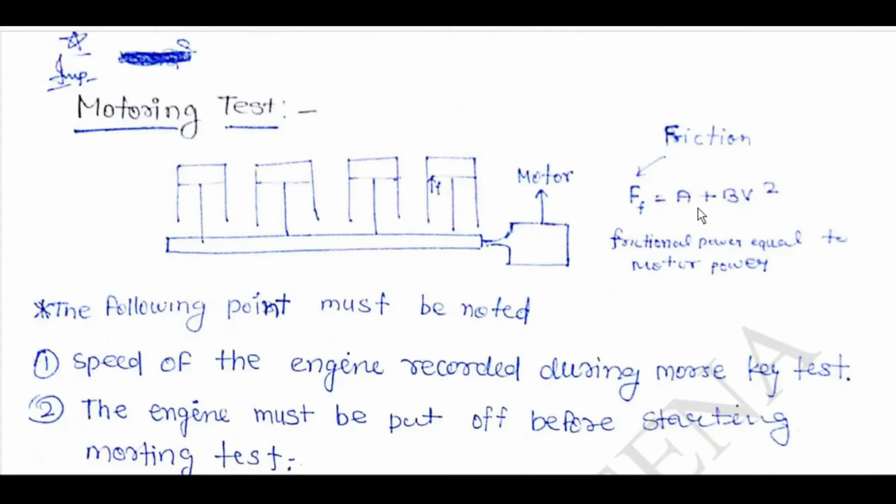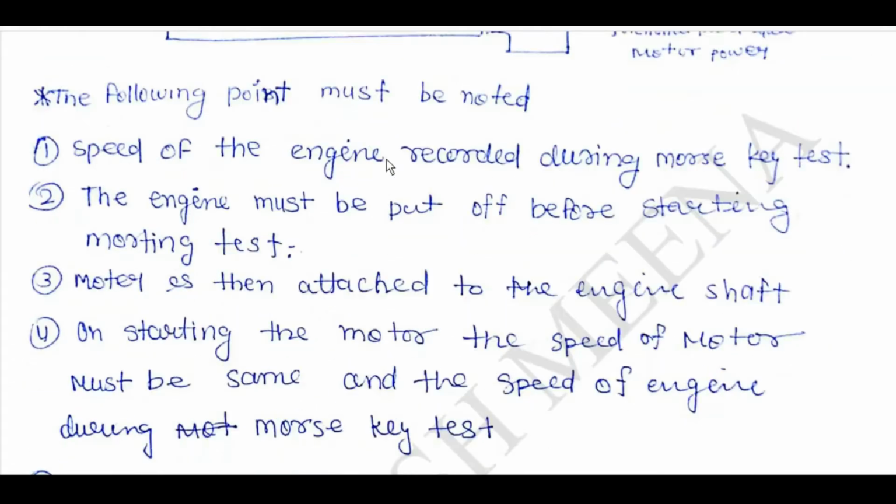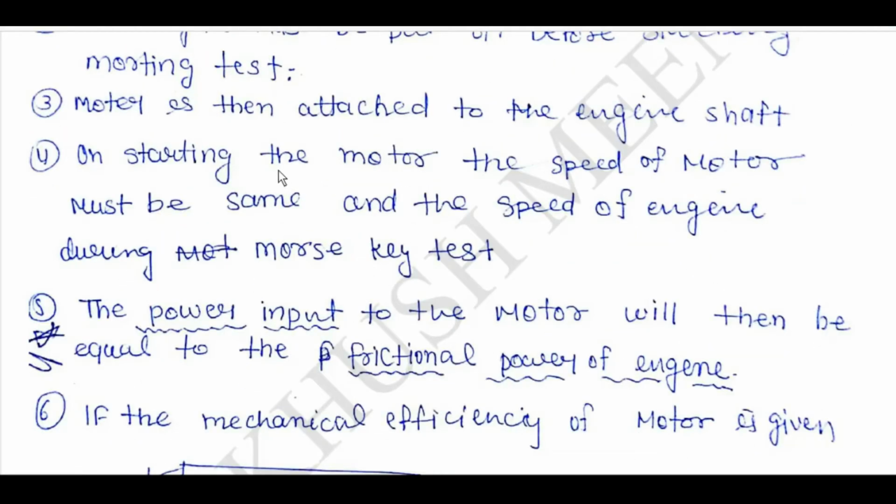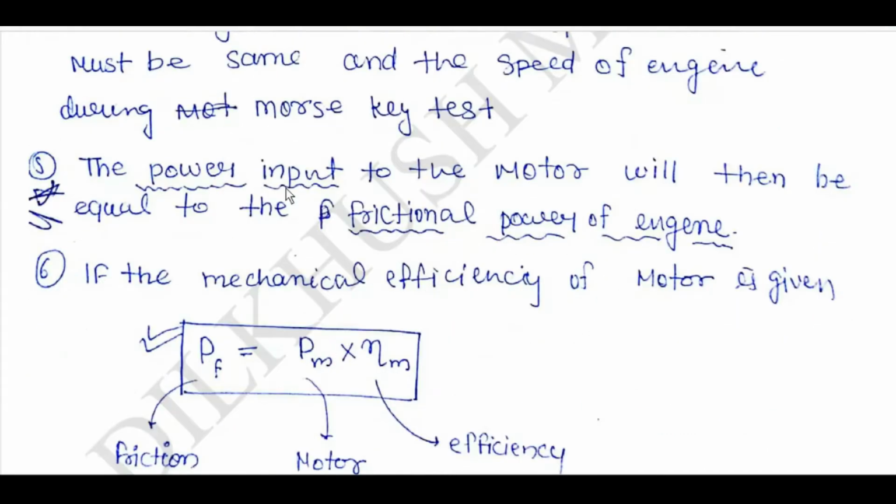Motoring test, FF is equal to a plus bv square. Frictional power is equal to motor power. The following points must be noted: the speed of the engine is recorded during the Morse key test. The engine must be put off before starting the motoring test. The motor is then attached to the engine shaft. Then start the motor. The speed of the motor must be the same as the speed of the engine during the Morse key test. The input to the motor will then be equal to the frictional power of the engine.